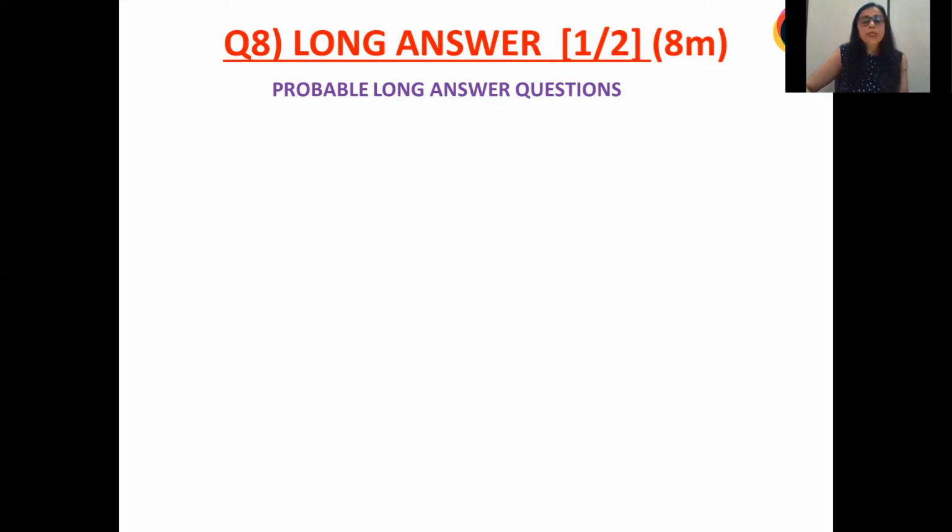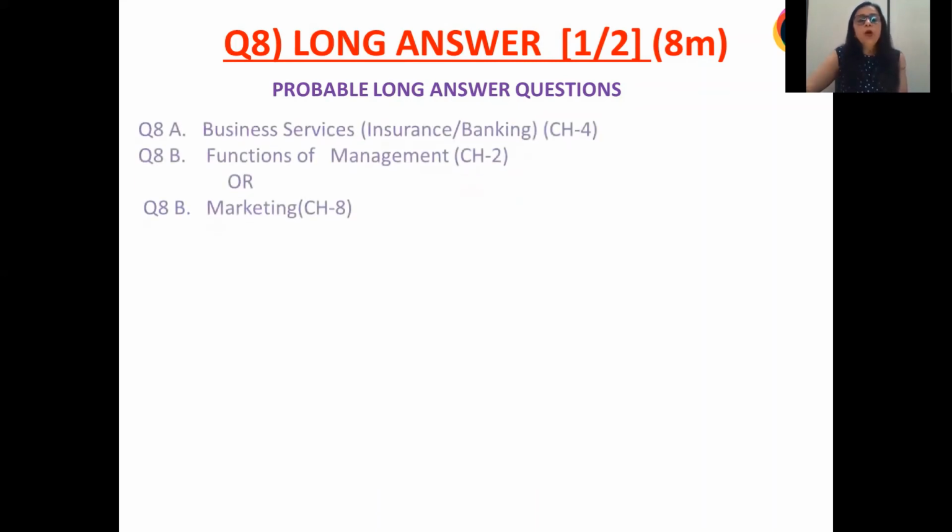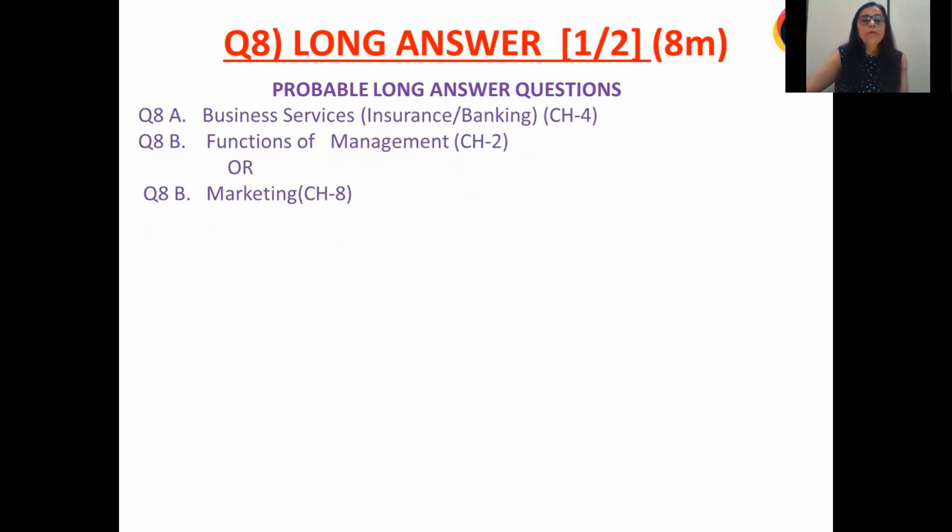So if you will see in this particular paper pattern, we have a probable long answer question from the question number 8, the A part. So you're going to have 1 out of 2 to be solved. The E part is definitely from business services. The reason being this chapter has been allotted 27 marks. And compared to all the other chapters, with option, this is the only question which we can have for a long answer. Now this part, fortunately, out of the 5 business services, 2 have been deleted this year.